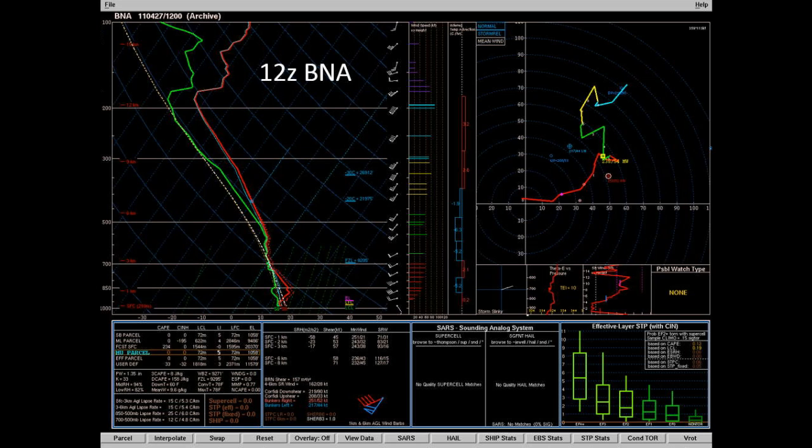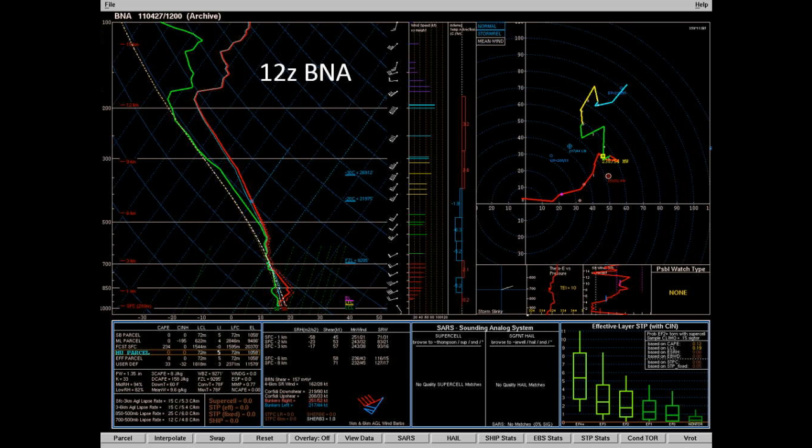Nashville. Remember, this is a strong wave. The low goes up into the Ohio Valley. We have to consider a broad area. This is Nashville, 12Z in the morning, similar to Birmingham. There's a lot of convective overturning that's gone on overnight close to them.